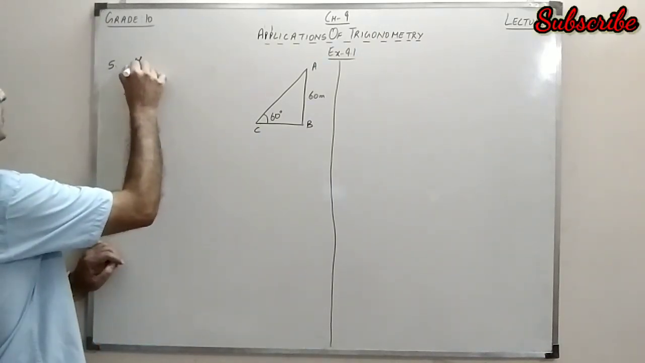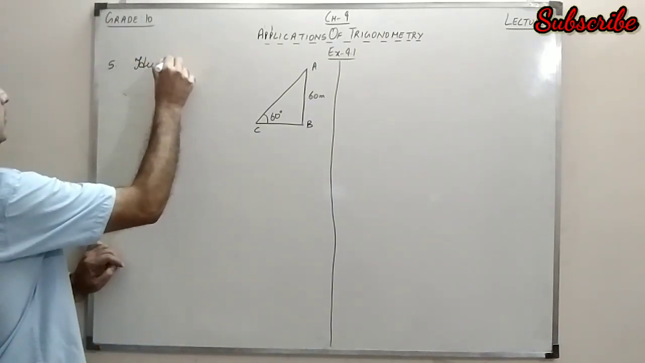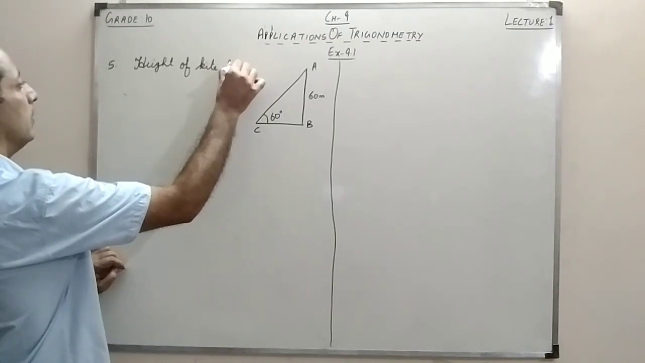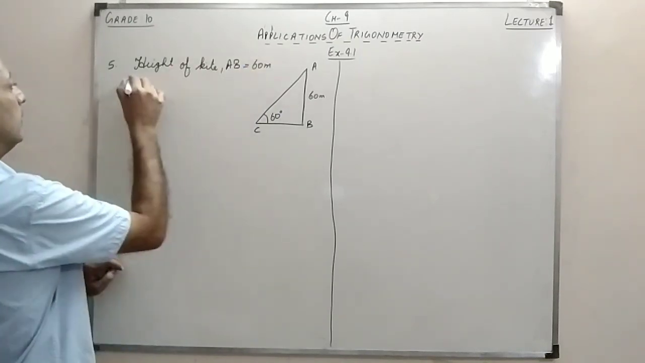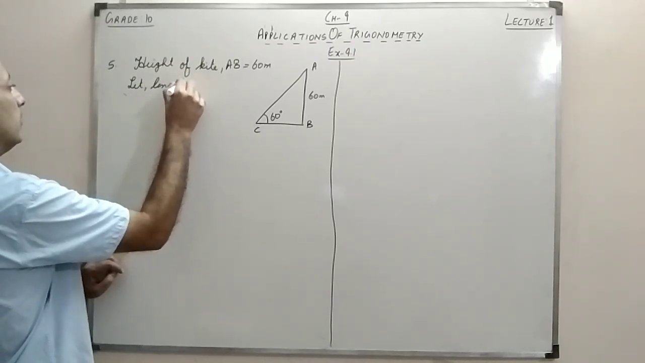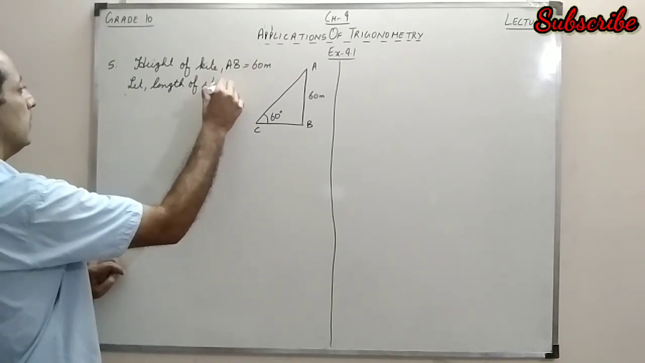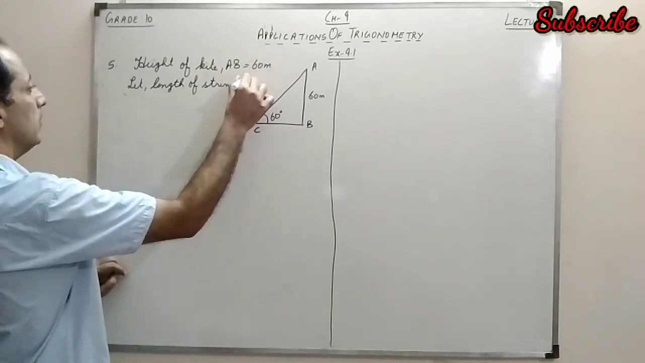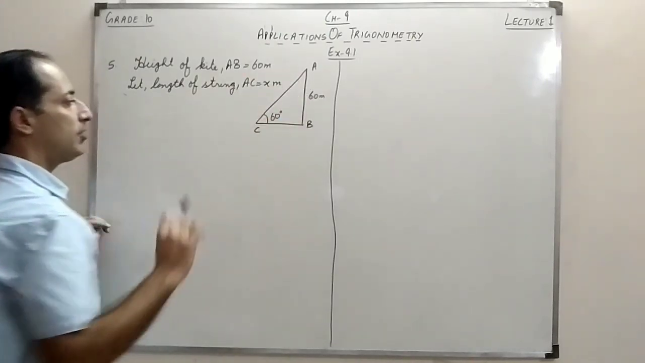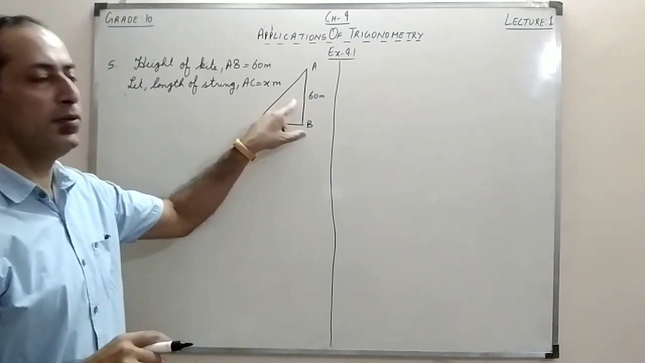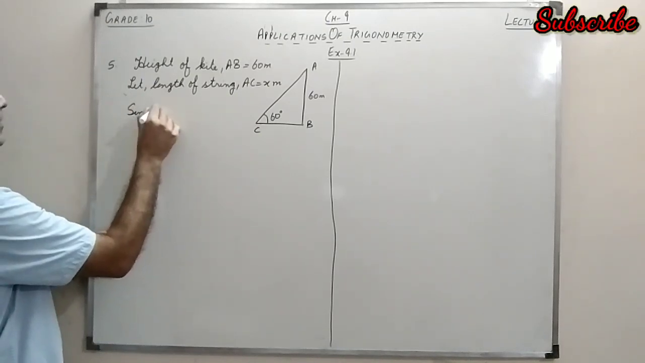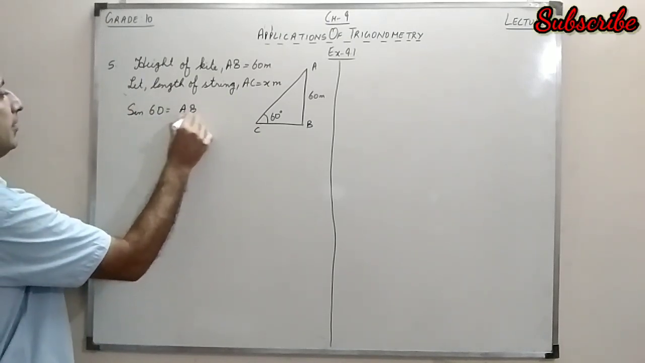So we write height of the kite AB equals 60 meters. Let the length of string be x meters. Now again, if I take these two sides with respect to this angle, one is the opposite and one is the hypotenuse. So obviously I can apply the ratio of the sine. So this is sine 60 degrees equals AB upon AC.